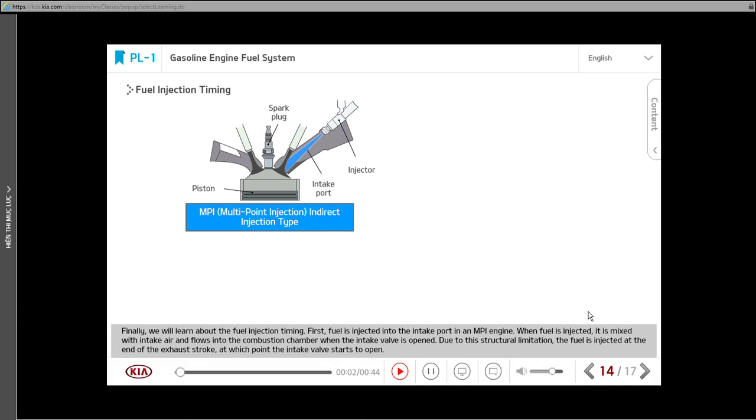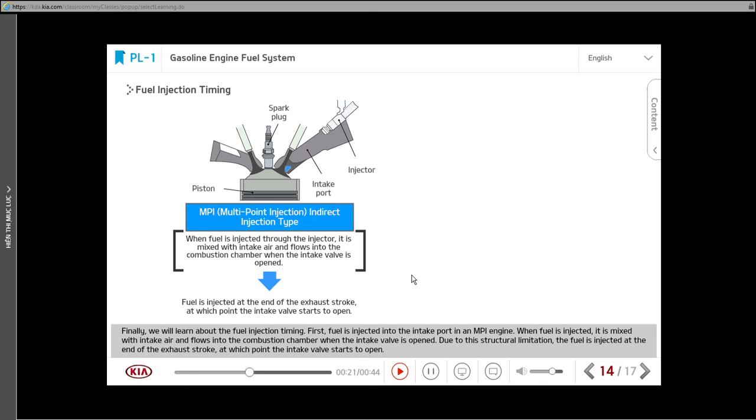Finally, we will learn about the fuel injection timing. First, fuel is injected into the intake port in an MPI engine. When fuel is injected, it is mixed with intake air and flows into the combustion chamber when the intake valve is opened. Due to the structural limitation, the fuel is injected at the end of the exhaust stroke, at which point the intake valve starts to open.